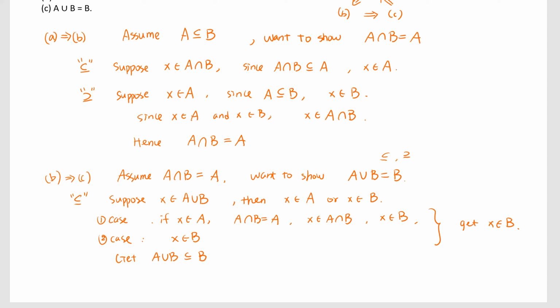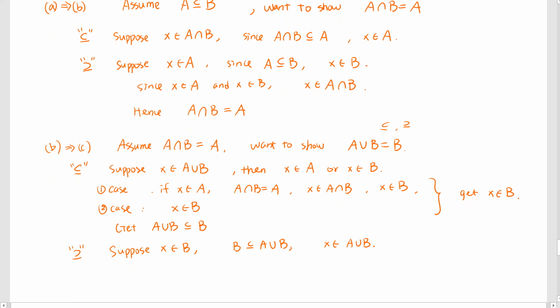Let's continue. The other direction, we suppose X is in B. Because B is a subset of A union B, this is obvious, right? By the definition of union, we have X is in A union B. So this is just by definition of union. So far, so good. Hence, we get A union B equals B.